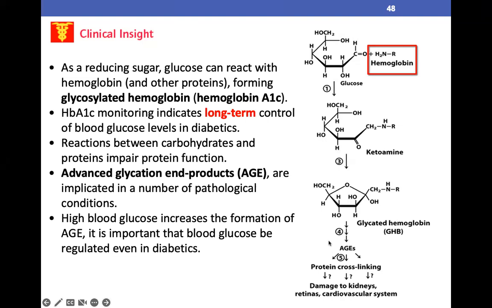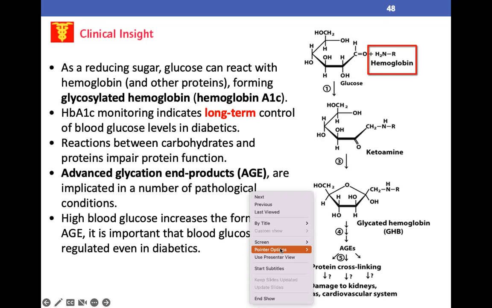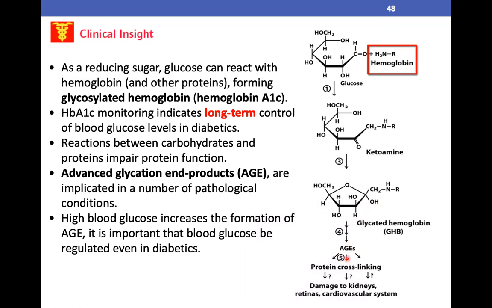So pretty much after my hemoglobin gets glycosylated, there's going to be some products that are formed as a byproduct of that, like small metabolic products that are formed during that process. Those are called advanced glycosylation end products. And these advanced glycosylation end products can accumulate in certain organs like kidneys, retinas, cardiovascular system, stuff like that, and they can cause damage.